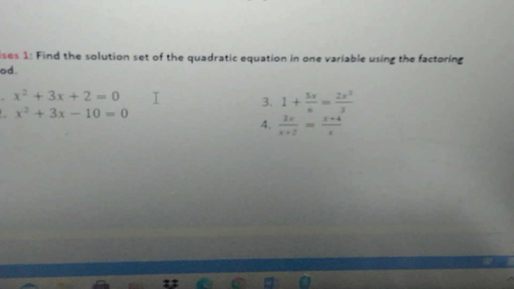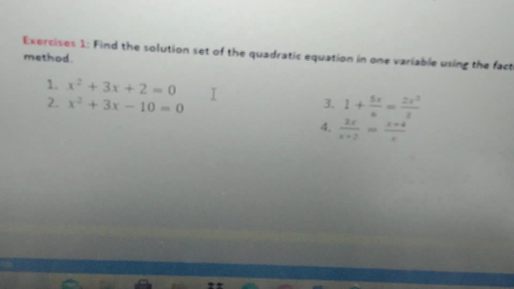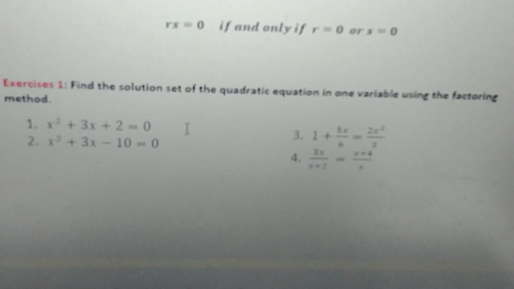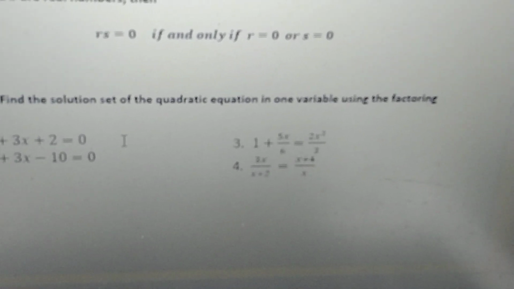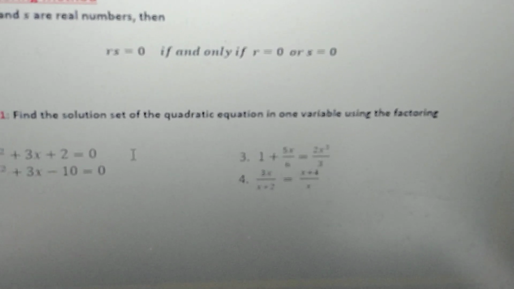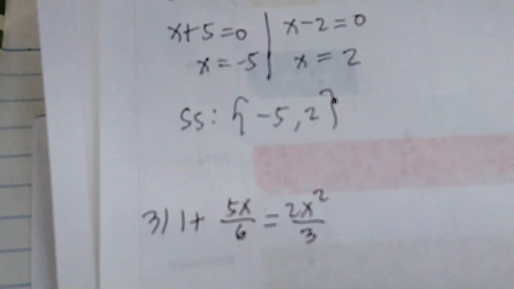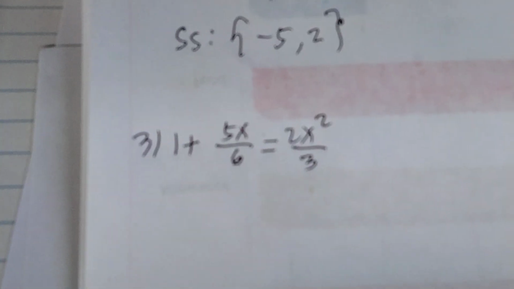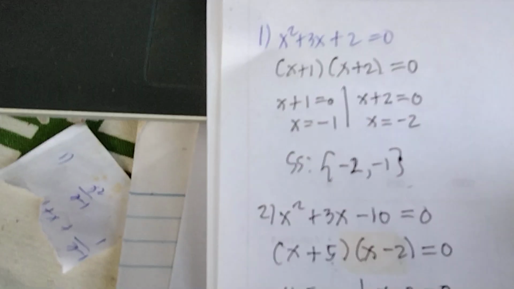Now let's move on to our third example. Saan na itong third example? Klaro ba na ito? Our third example is 1 plus 5x over 6 is equal to 2x squared over 3. So, mao ni siya atong third example. You have 1 plus 5x over 6 is equal to 2x squared over 3.